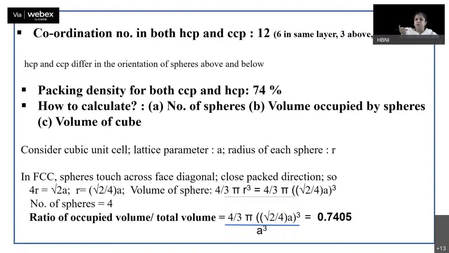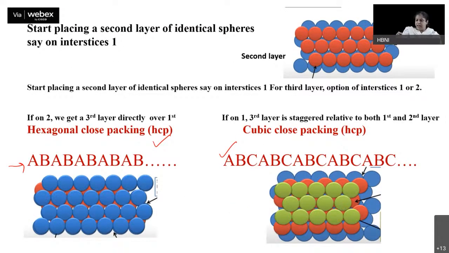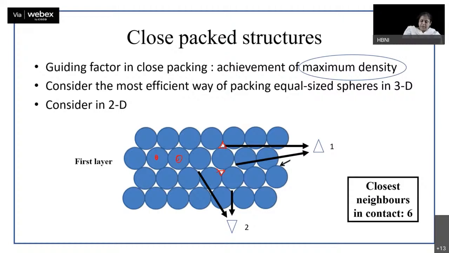If I ask you to define it, the nearest neighbors present around a particular atom, a particular ion, or in this case, a particular sphere is called the coordination number. Now, coordination number in both HCP and CCP is 12. How is that? If I concentrate on this one, there are 6 in this layer. Because I can occupy only one kind of interstices, there would be 3 in the top layer, and there would be 3 in the bottom layer.